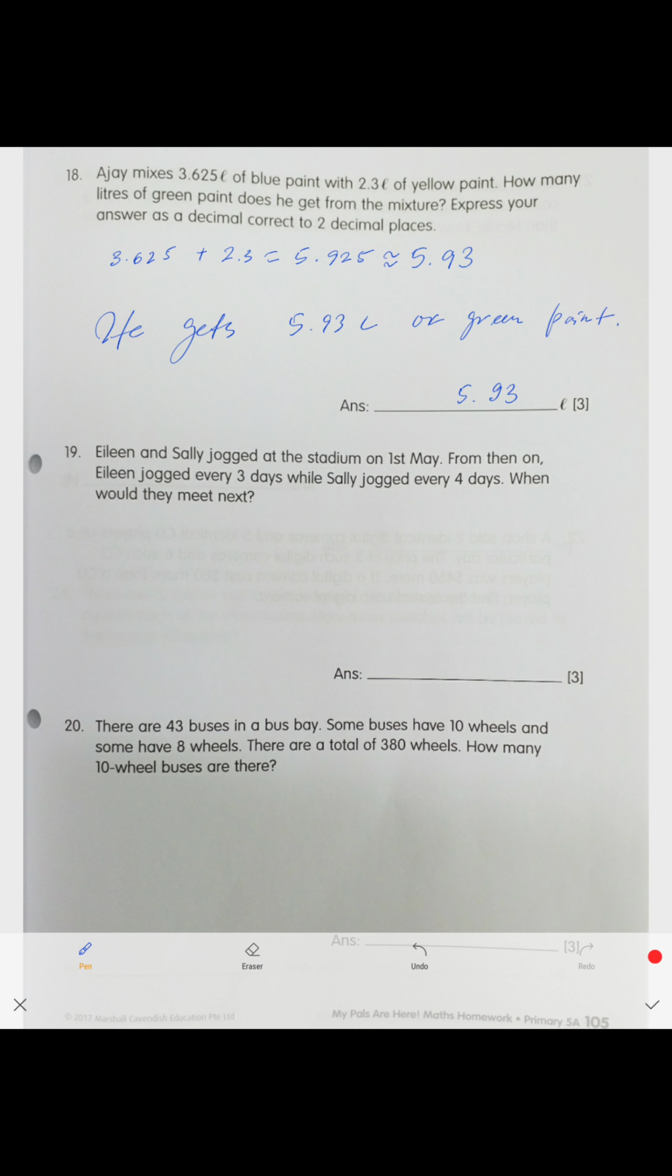Okay, next one. Eileen and Sally jogged at the stadium on 1st May, blah blah blah. From then on, Eileen jogged every 3 days, while Sally jogged every 4 days. When would they meet next time? That's interesting. Already need to think a little logically, right? Basically, you have these two numbers, 3 and 4. You need to think of common multiples, right? What is the common multiple of 3 and 4? Well, that's basically 12, right?